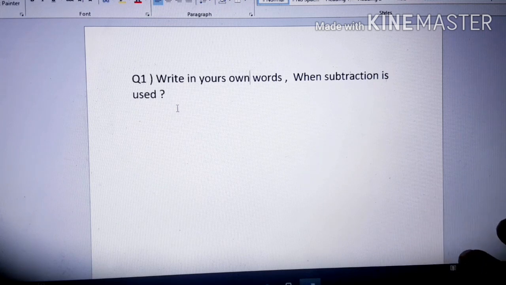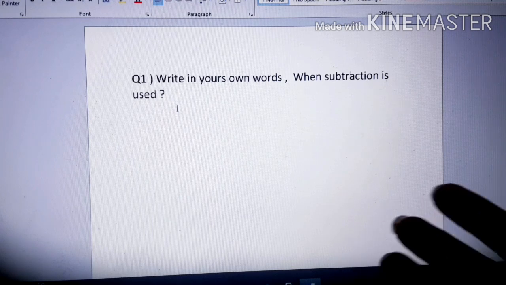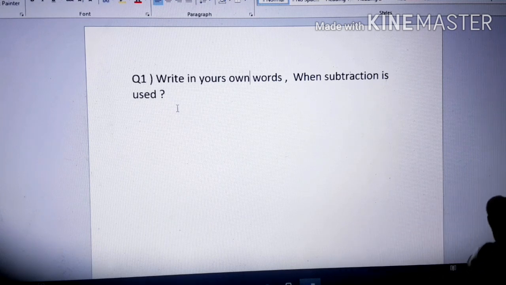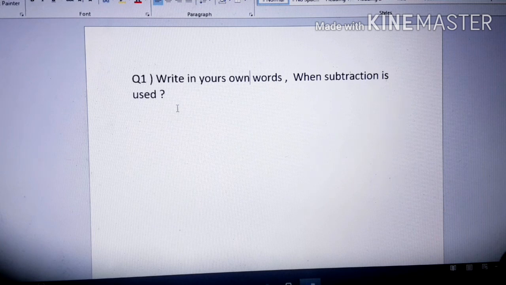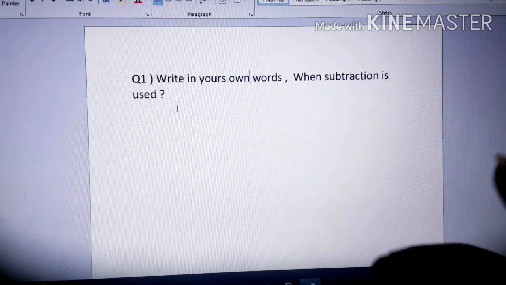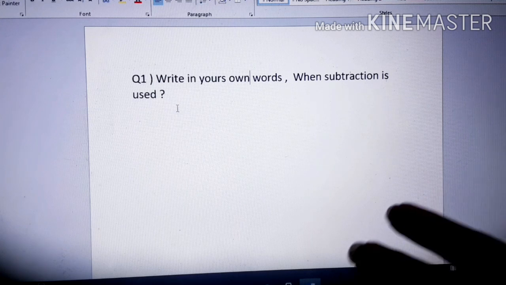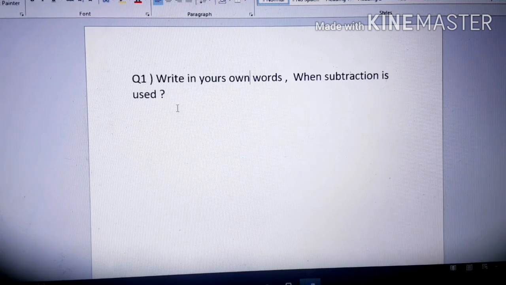Okay, when subtraction is used, you can say when things are taken away, or you can say when things are removed from the total, isn't it? The remaining. These are the situations when we do subtraction. So you can give this in your own words with examples as you want.